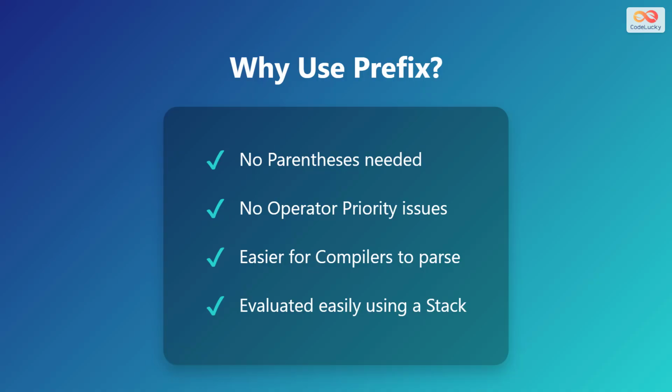To summarize, prefix notation removes the need for brackets entirely. It eliminates ambiguity about which operation happens first, making it very efficient for compilers to parse and evaluate.